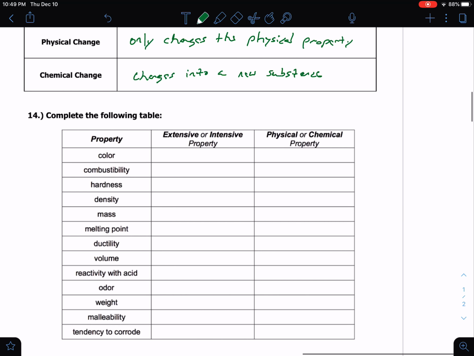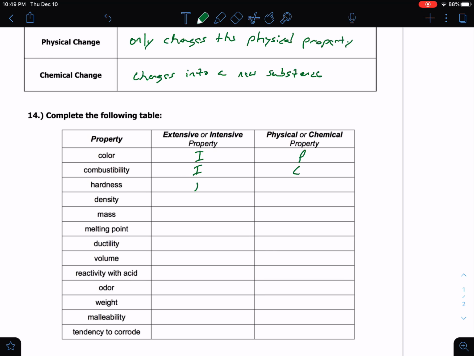So now we're going to do some examples. If we look at color, color does not matter how much there is, so it's still going to have the same color, so this would be an intensive property. Is it physical or chemical? This would simply be physical because it's just color. Combustibility means the ability to explode. It does not matter how much there is, so that is an intensive property. Now, combustibility is a chemical reaction, so you will change the substance. So this would be a chemical property.